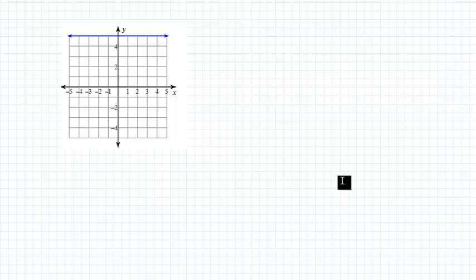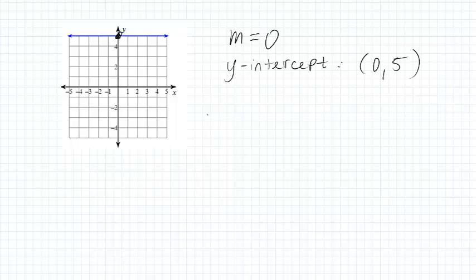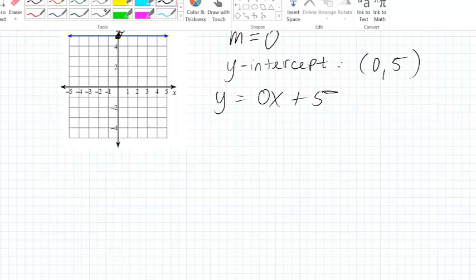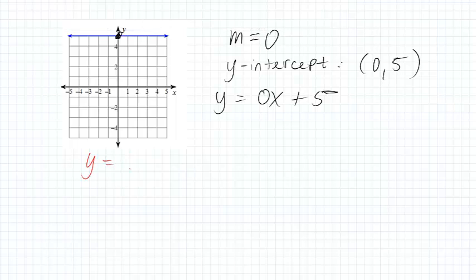What type of line is this? Since this is a horizontal line, we know the slope is 0, and we can see here that the y-intercept is going through the point 0, 5. Or the y-intercept is the point 0, 5. We could put this in slope-intercept form and say y equals 0x plus 5. Or you might remember that every horizontal line has an equation of y equals some number. That number is always going to be the value of the y-intercept. So the equation for this line is y equals 5.